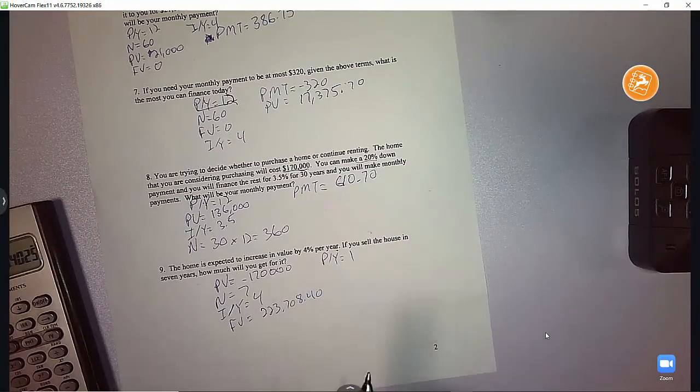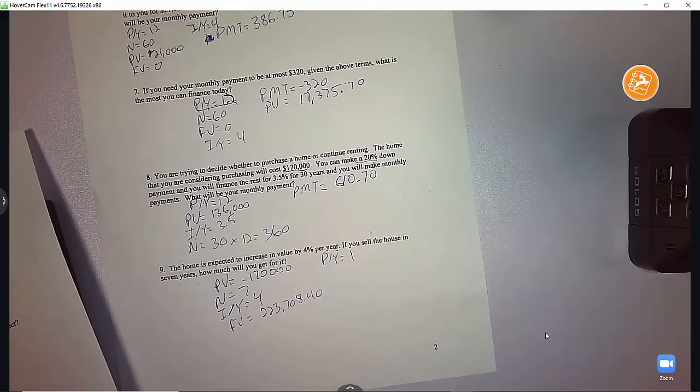So now I'm going to move to the last page of the problems. And these two problems have to do with non-constant cash flow. So we're going to be looking at a different part of the calculator now.